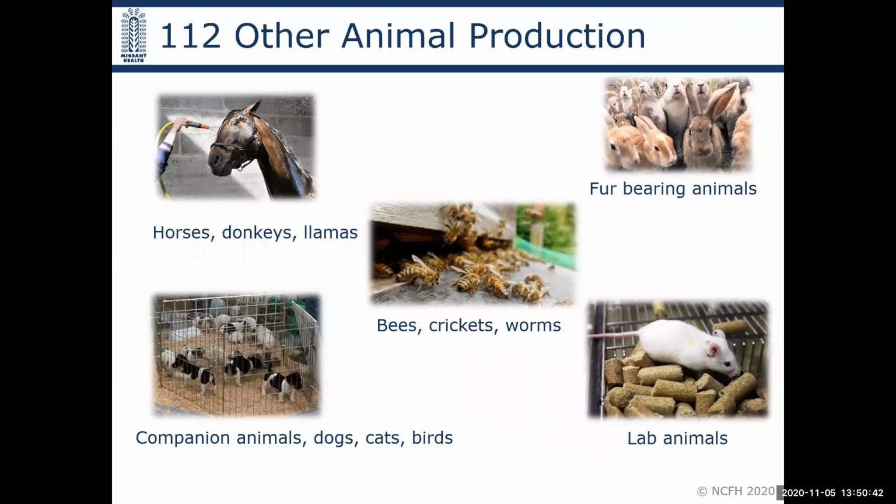And then other animal production, these are things that you may not think about that are in your area that can be included in the definition of ag. So raising and growing animals is a commodity. So fur-bearing animals, if you have bee farms in your area, the bees, crickets, and worms, lab animals are even included. And then companion animals. That was one that was surprising to me when I looked at the definition, the companion animals. I didn't think about that as agriculture. But companion animals such as dogs, cats, and birds can be included as well.